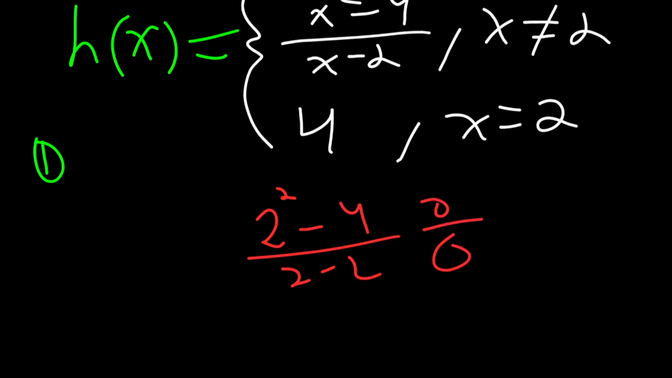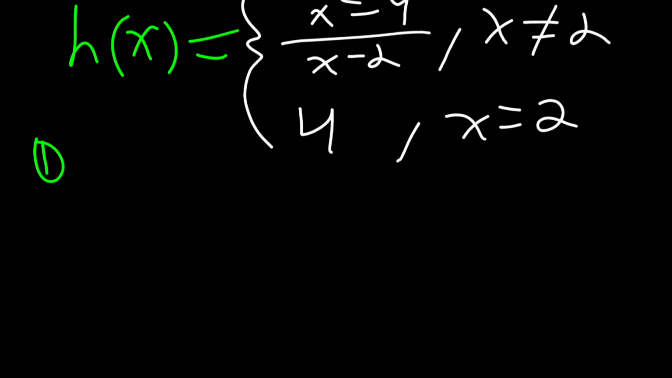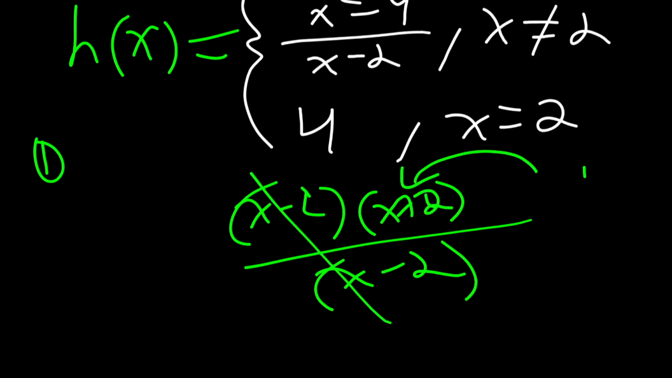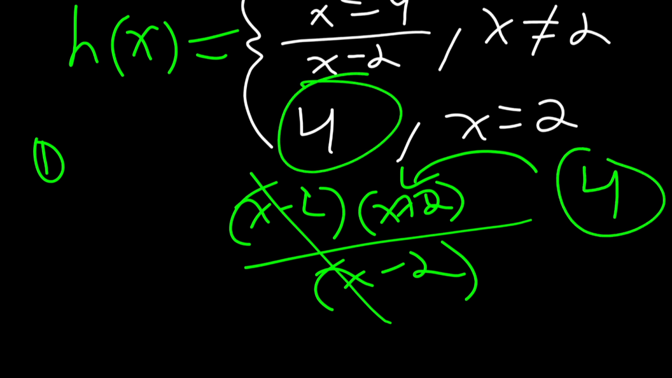So how are we going to fix this? Let's do a quick factoring here. And we're going to have x minus 2 times x plus 2 over x minus 2. Cancel these. And if we plug in a 2, what are we going to get? 4. So therefore the limit is the same as the y value that we're plugging in. And we just answered both condition 2 and condition 3 in the same one because we had the double-sided limit. And the double-sided limit is the same.